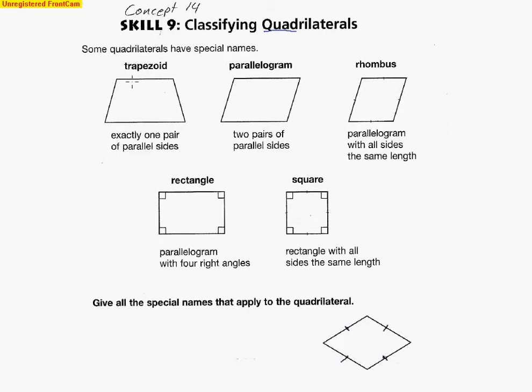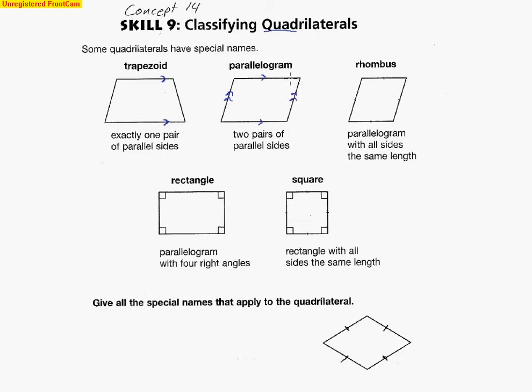Well, first of all, I have a trapezoid. Now, a trapezoid has exactly one pair of parallel sides. So typically, they're going to show a parallel side with this little marking here. So these two sides are parallel. And so we have only one set of parallel sides, where a parallelogram would have two sets of parallel sides. So we see these two are parallel, but then also these two are parallel.